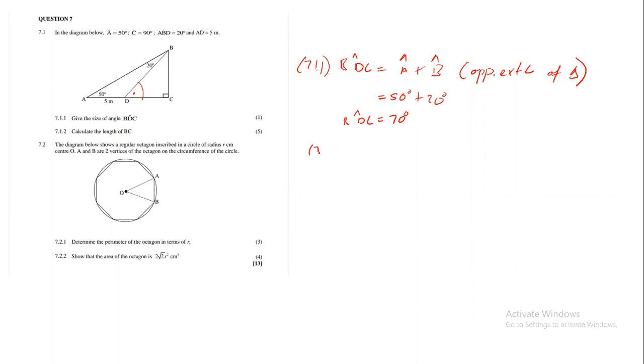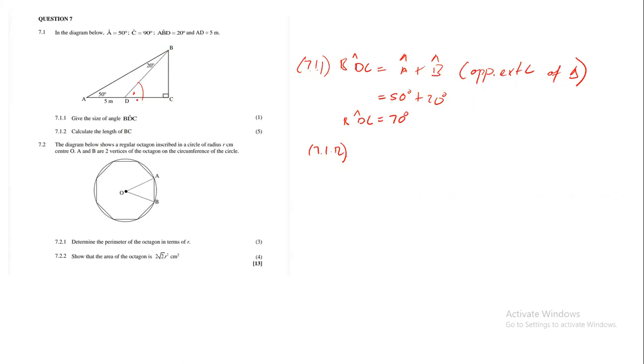We move on to 7.1.2, where it says calculate the length of BC. Let's go back to our diagram and look for BC. This is the length BC they are talking about. If you take a closer look at side BC, you can calculate it in 2 different ways. Actually, you can calculate it in only one way, because at some point you're going to need this side.